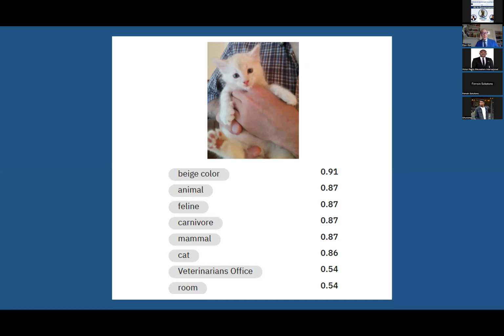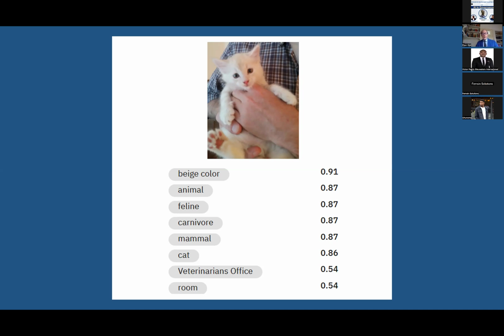At the time, it was the most advanced artificial intelligence on Earth. And I entered my cat, Bobby. And what IBM Watson did is give me a score on how accurate the description was. So if we look at this score, the beige color has a score of 0.91, which is 91%. Means that IBM Watson is 91% sure that beige is available in this image.